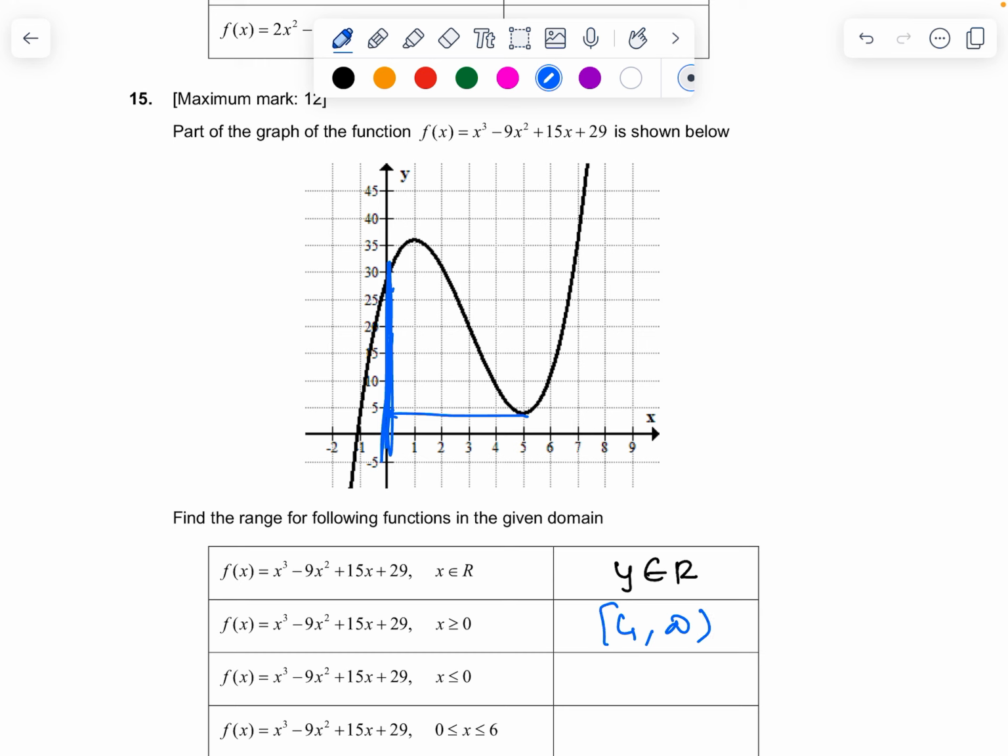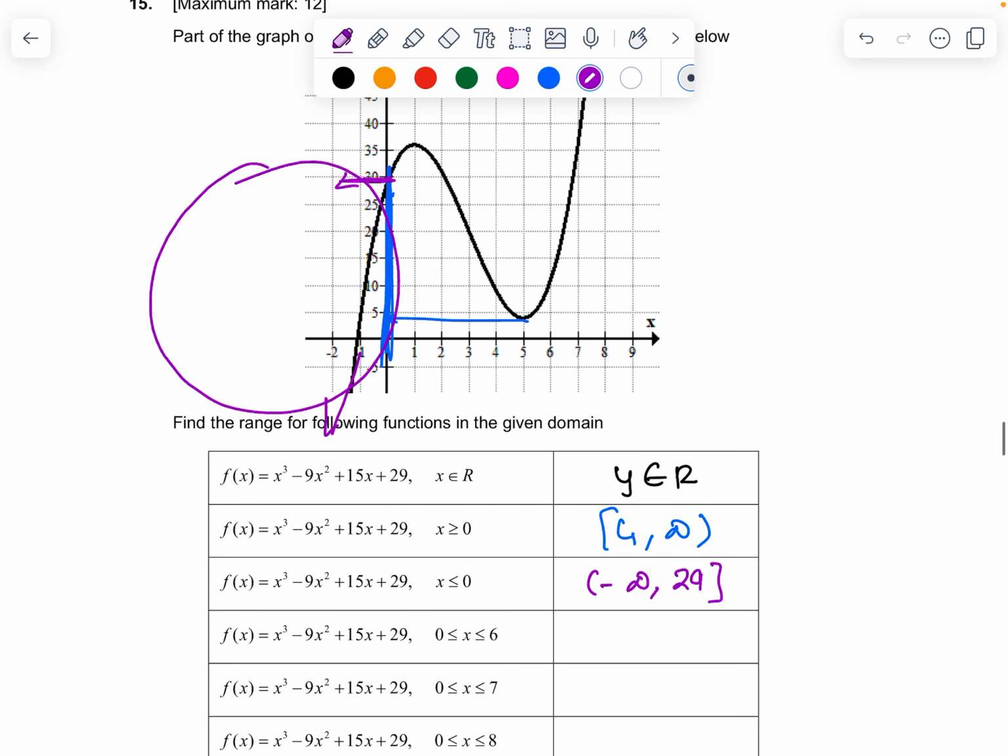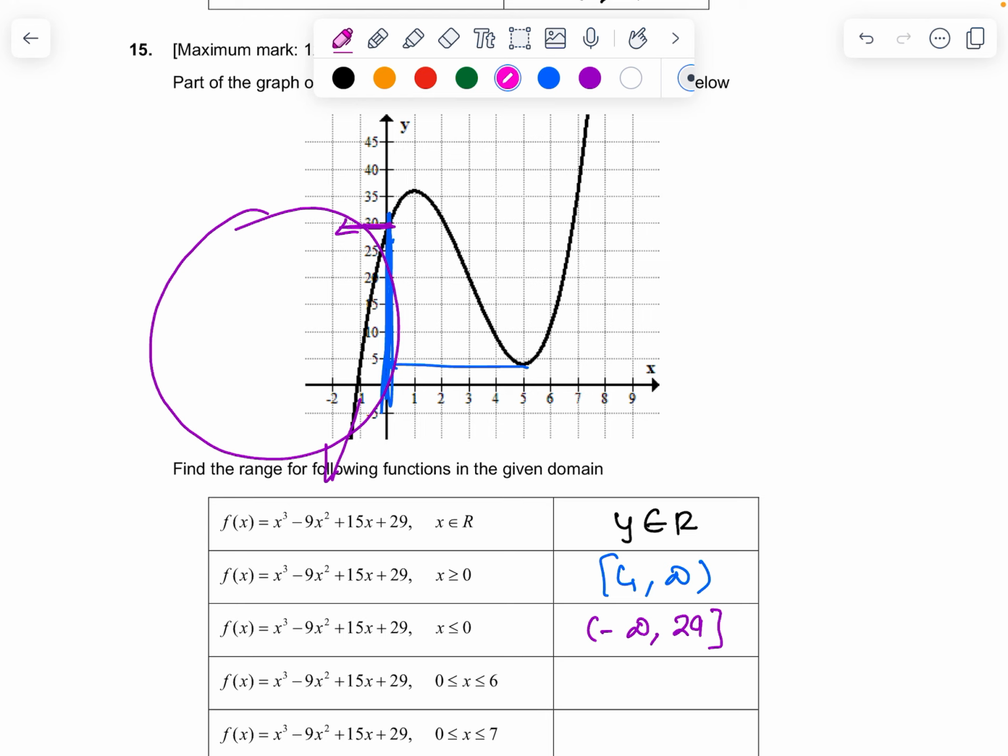When x is less than or equal to 0, for all this part, the maximum value is 29 and the minimum value keeps on going like this. So negative infinity till 29. 29 is included and negative infinity is not included. When x lies between 0 to 6, you can see the maximum value is 36 and the minimum value is 4. So between 4 to 36.